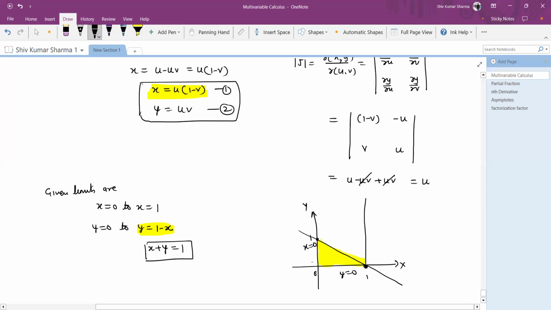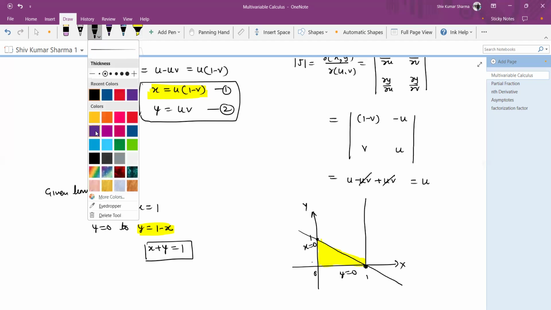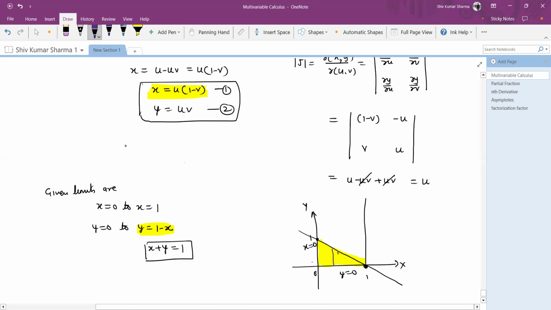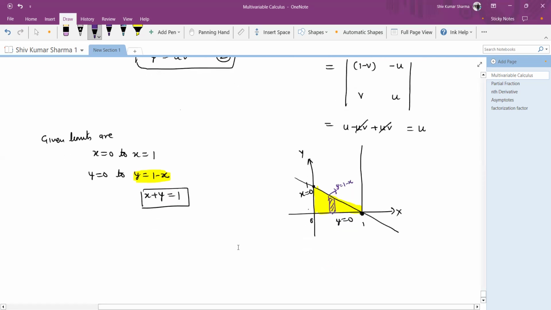And what about the elementary strip? The limit is variable for y. So the elementary strip obviously is parallel to the y-axis, and here we represent it as y equal to 1 minus x. So this is the xy plane. Hope you understand as per the given limits in the xy plane.